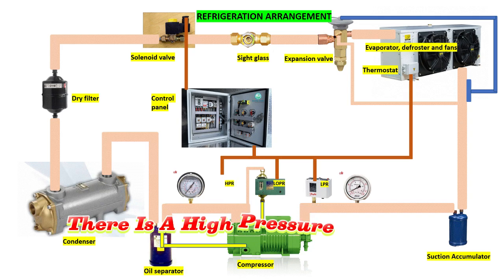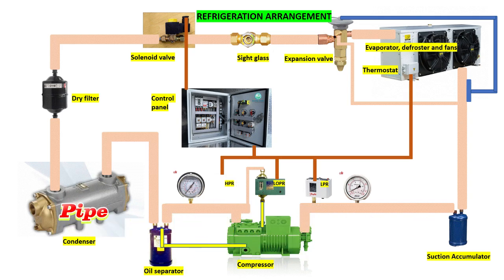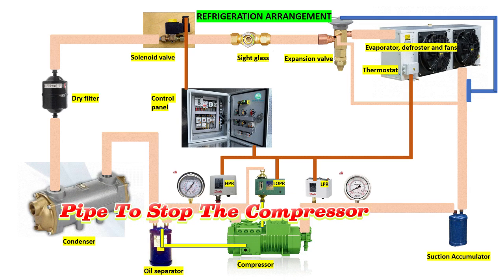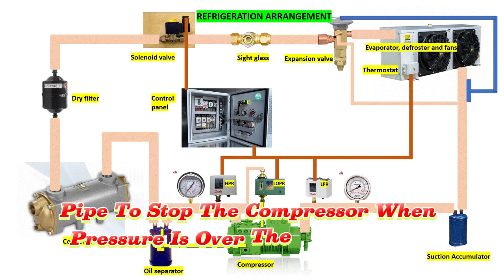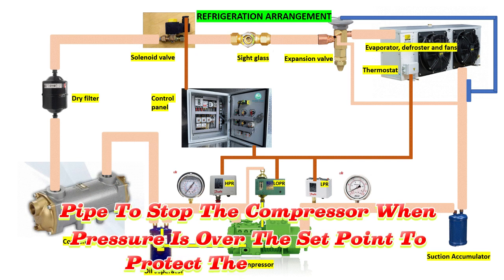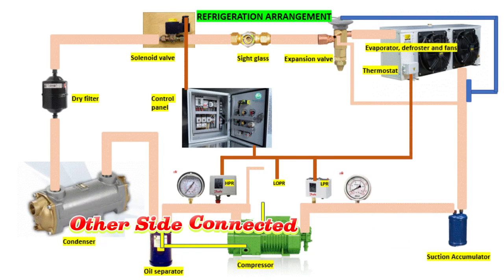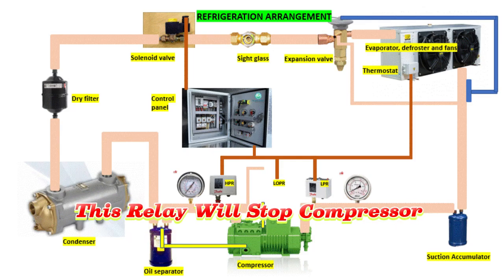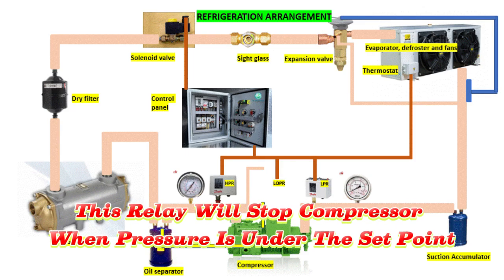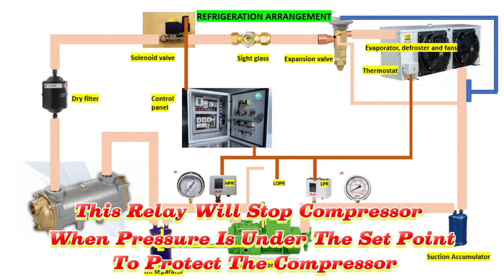There is a high-pressure relay at the discharge pipe to stop the compressor when pressure is over the set point, to protect the compressor. There is a lube oil dual pressure relay, with one side connected to the discharge pipe and the other side connected to the lube oil pipe. This relay will stop the compressor when pressure is under the set point to protect the compressor.